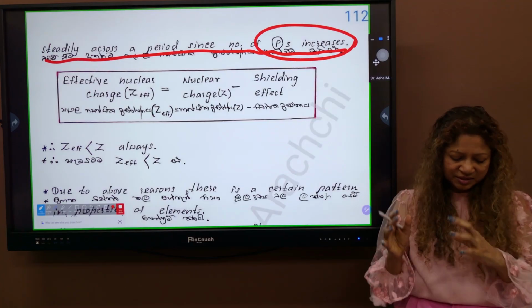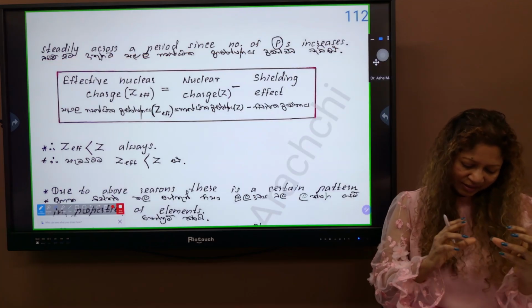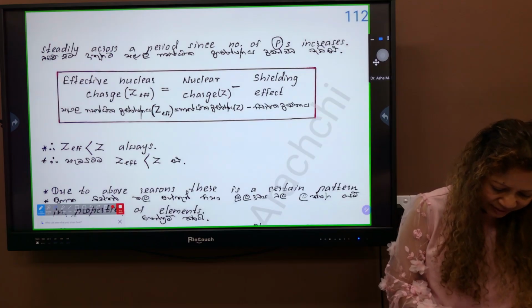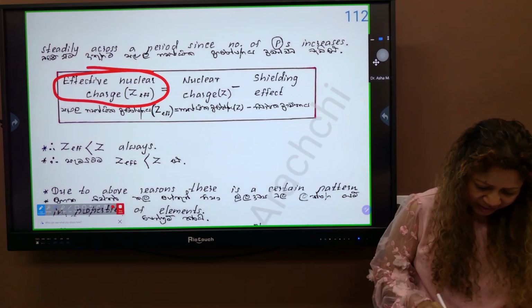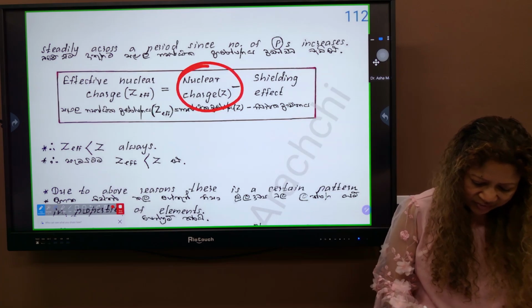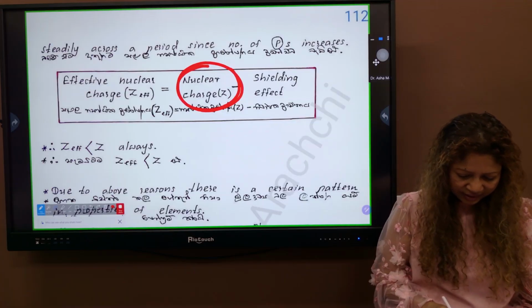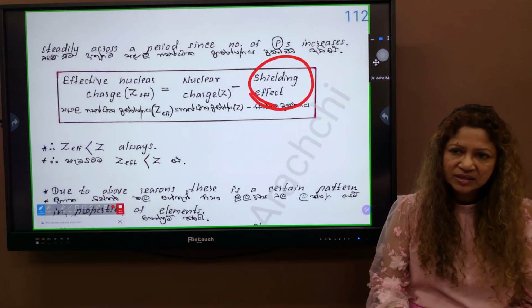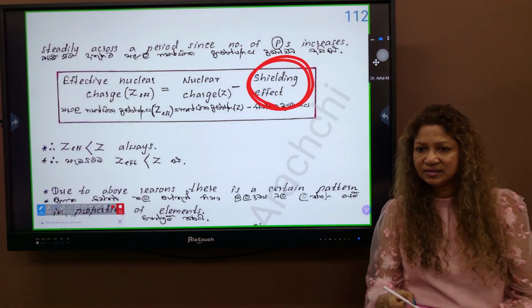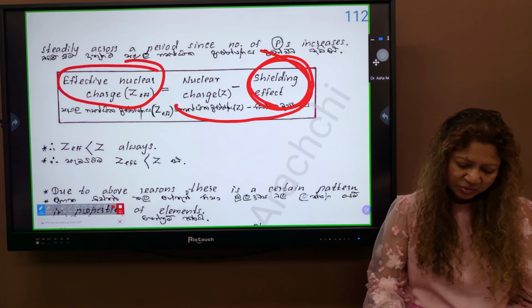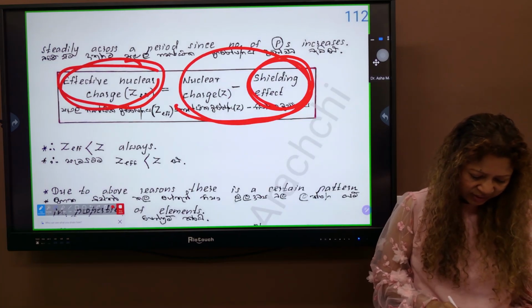Those are the explanations for why atomic radius is increasing along a period. This is the real effective charge. This is your mom's love. But you don't feel it enough because of the shielders. Shielders are what? Inner electrons. So you feel only the difference between these two, which is called the effective nuclear charge.